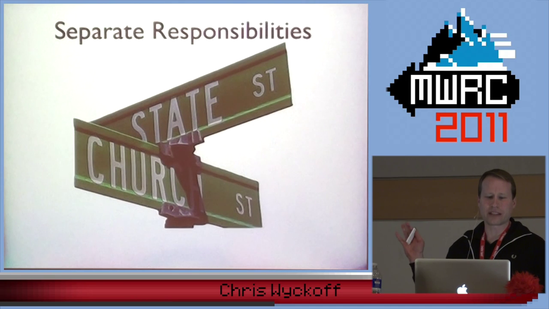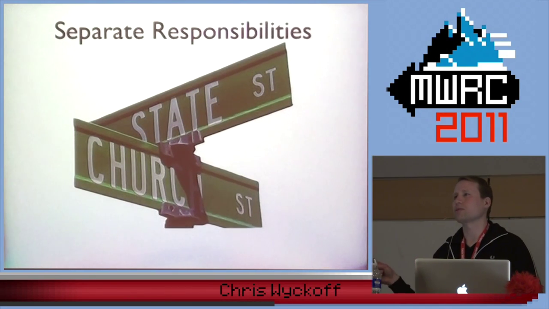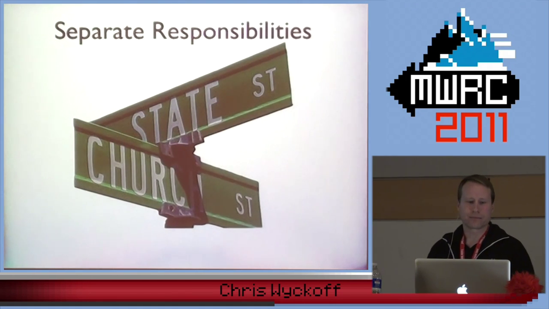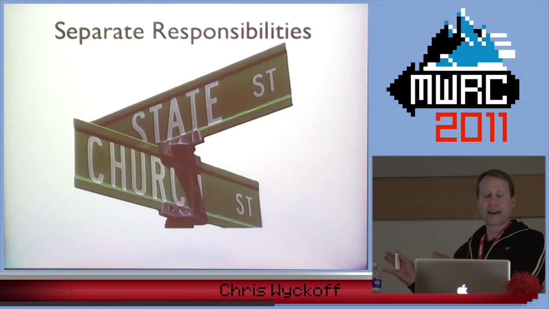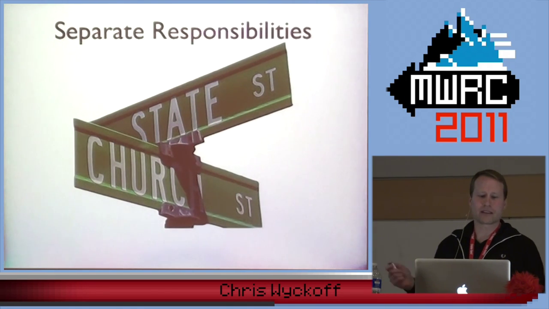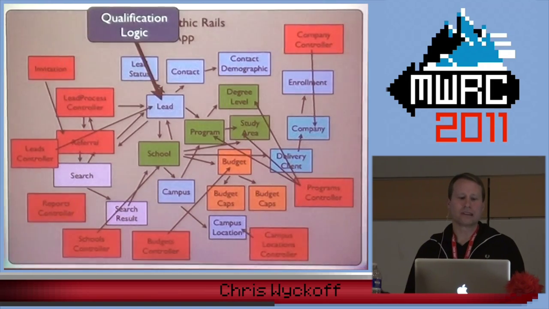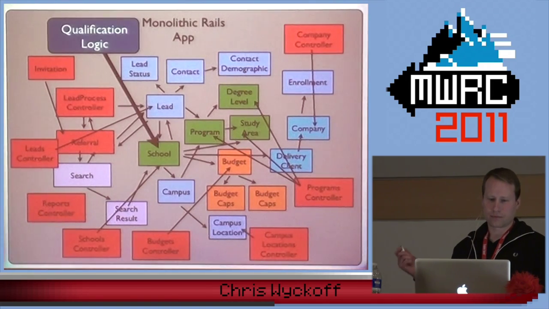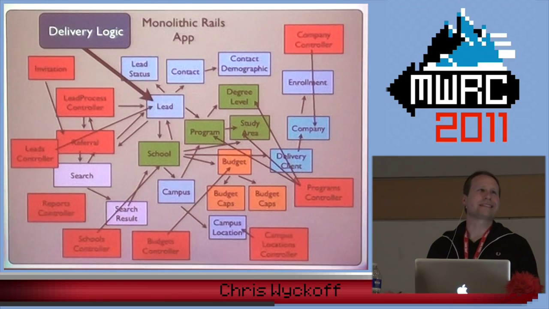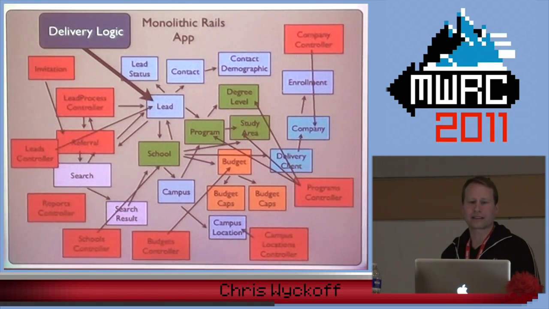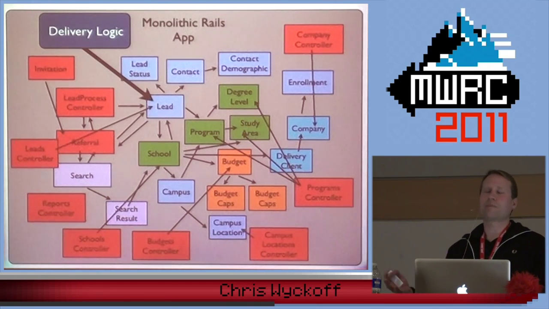For the sake of this presentation, I'm going to focus on two specific responsibilities, which can serve as a microcosm of the whole, and that is lead qualification and lead delivery. Now, the problem there, however, was that the business logic for any one of these responsibilities was all over the map. So some of it was tested, some of it was not. How do we identify and consolidate in order to repackage it?